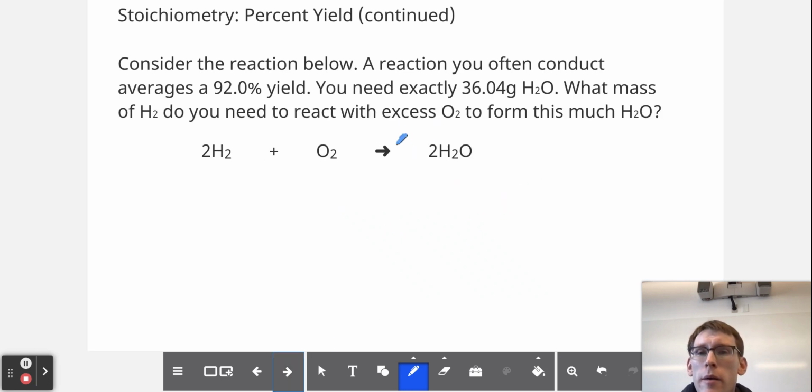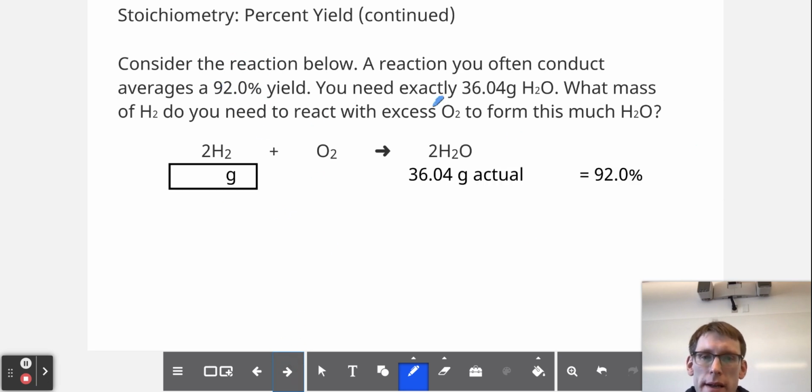All right, problem type 3. Let's say that I need 36.04 grams of water. That's what I need to get. And every time I try to form water, I only get 92% yield. How much hydrogen do I actually need to use in order to get my 36.04 grams of water, accounting for the fact that I'm still going to lose 8%? Well, here's my setup, right? This is what I know. I need to find this value. I know this, and I know this.